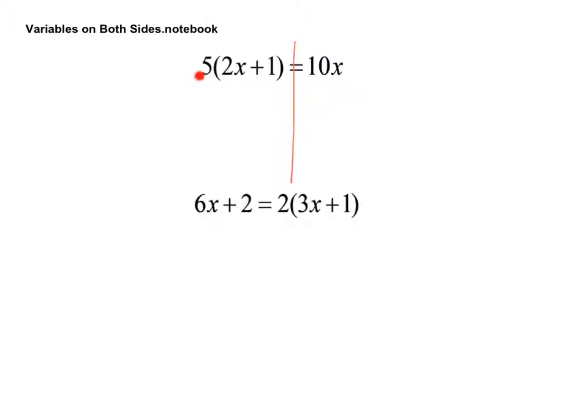Is there anything to distribute on the left? There is. So I'm going to distribute my 5. 5 times 2x is 10x. 5 times 1 is 5. Equals 10x. Nothing to distribute on the right.